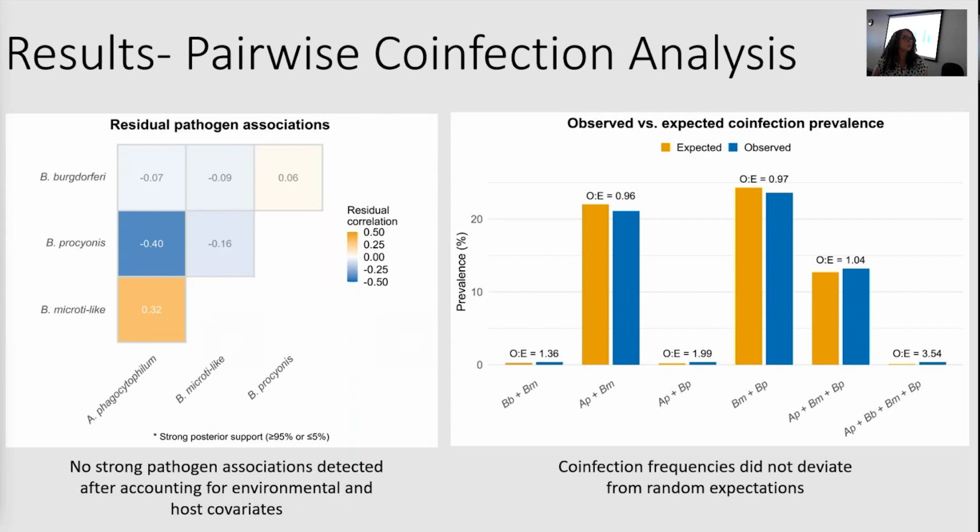So while co-infections were common, I did not detect any strong pathogen associations after accounting for environmental and host covariates, as you can see in this figure, showing the residual pathogen associations. This result was also supported by the permutation-based null model, which showed the co-infection frequencies did not deviate from random expectations. These results suggest that co-infection is not driven by strong interactions among pathogens within the host, but instead likely driven by shared exposure.